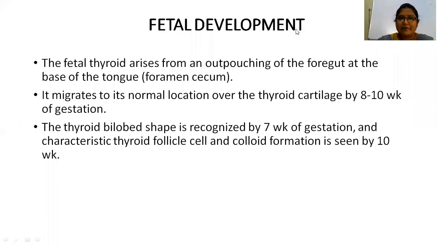Coming to fetal development. The fetal thyroid arises from an outpouching of the foregut at the base of the tongue, that is the foramen cecum. It migrates to its normal location over the thyroid cartilage by 8 to 10 weeks of gestation. The thyroid bilobed shape is recognized by 7 weeks of gestation, and the characteristic thyroid follicle cells and colloid formation are seen by 10 weeks. Until 7 to 10 weeks, maternal thyroid hormones promote neural development and prevent the deleterious effects of hypothyroidism.